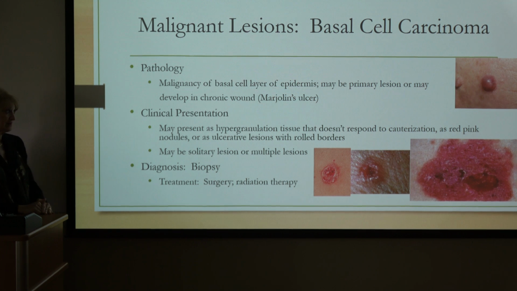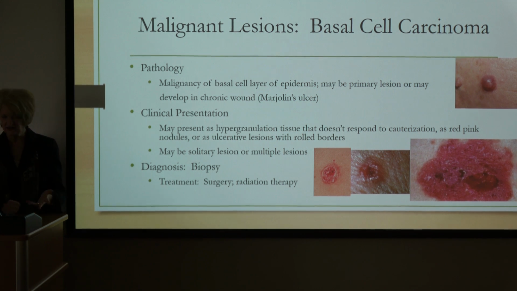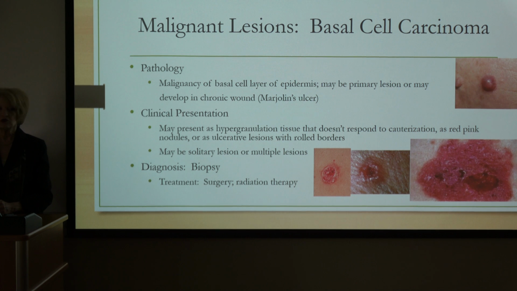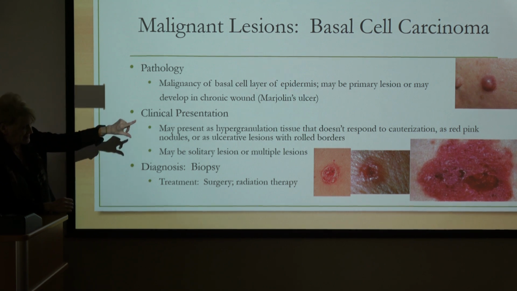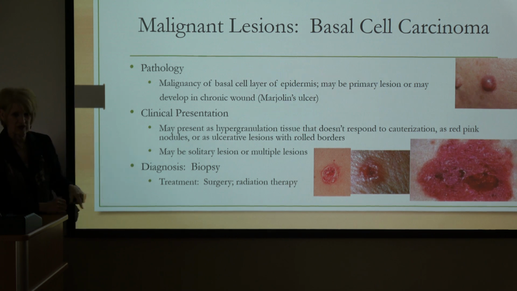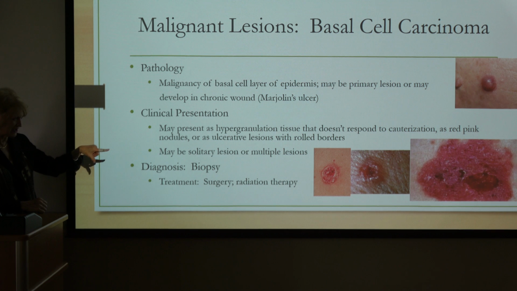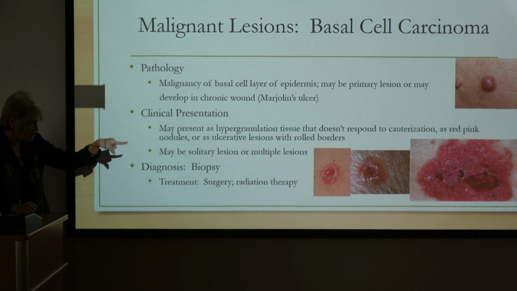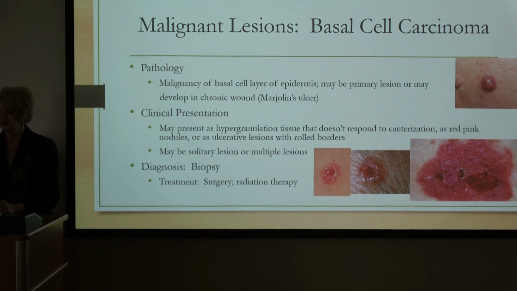How does it present? Marjolin's ulcers, the ones that occur in chronic wounds, frequently present as hypergranulation tissue that does not respond to cauterization. So you might see that presentation. More commonly it presents as red-pink nodules like you see on the top. Or you might have a central area of ulceration with rolled pink edges all the way around, and the edges will be raised. So those are the classic clinical presentations.